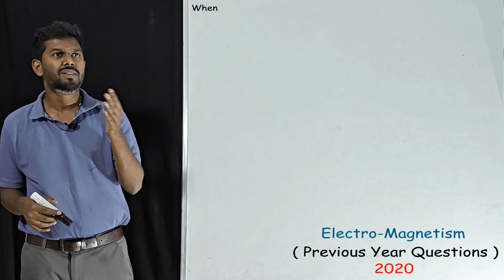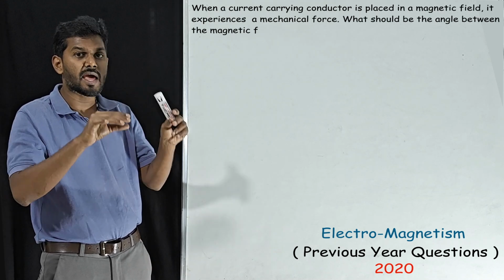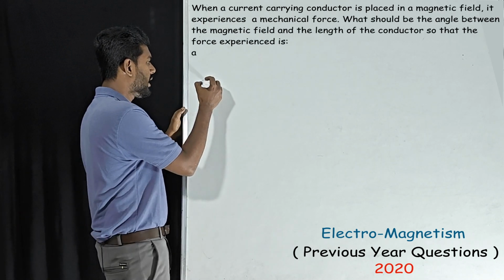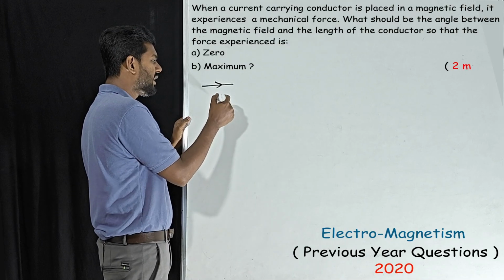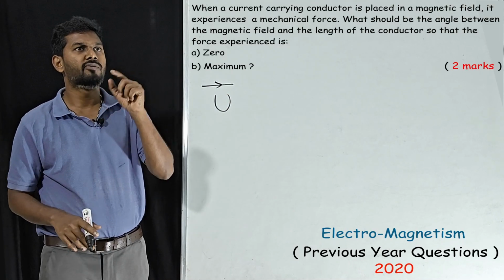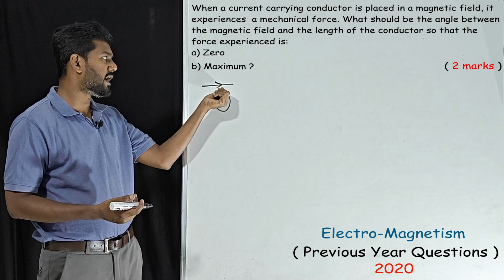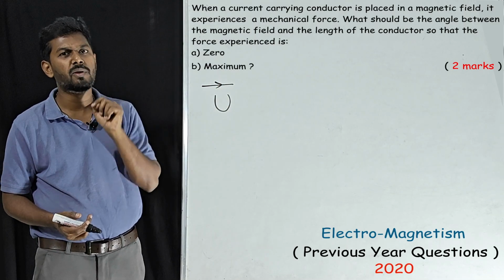Our next question: when the current carrying conductor is placed in a magnetic field, so a conductor is there and a magnetic field is also there. We don't know which side. It experiences a mechanical force, correct? When a magnet is there and a current carrying conductor is there, a force will be generated.